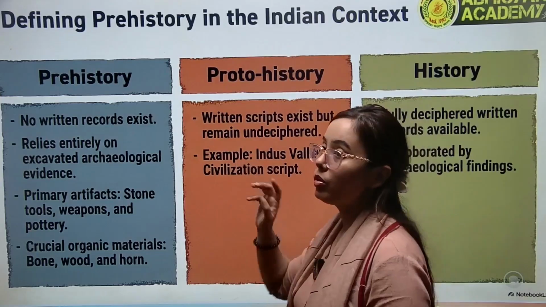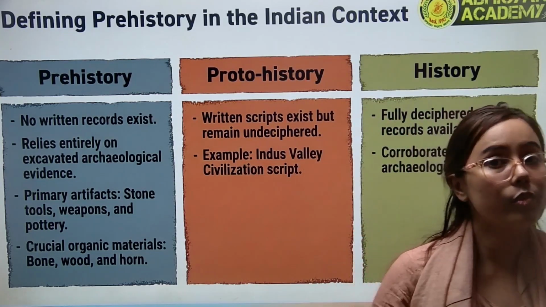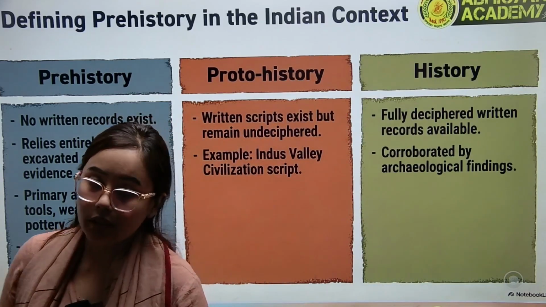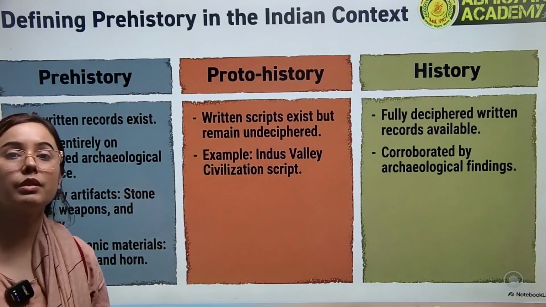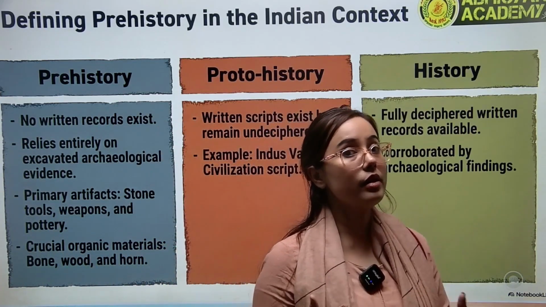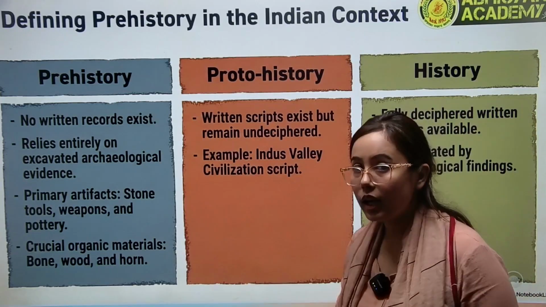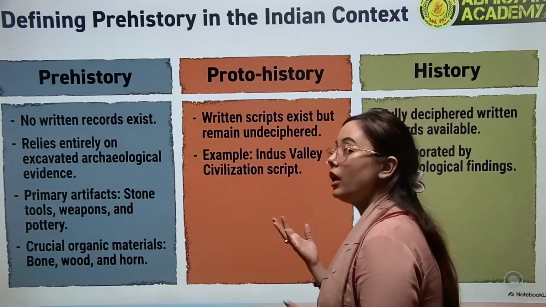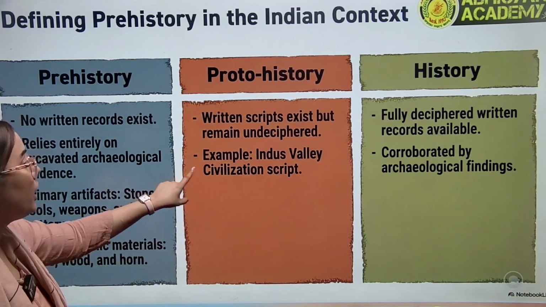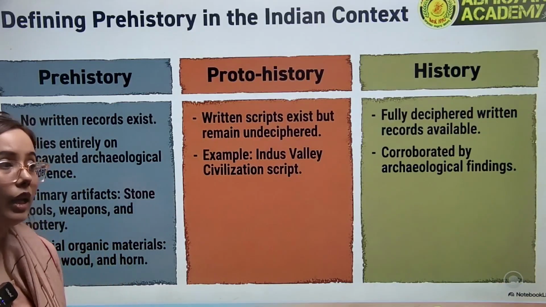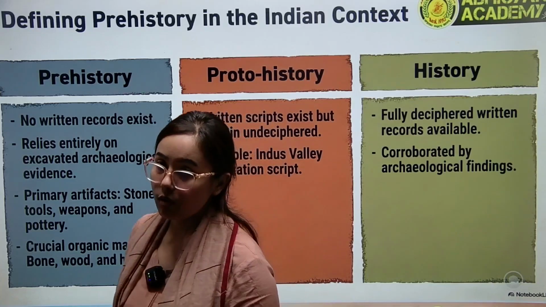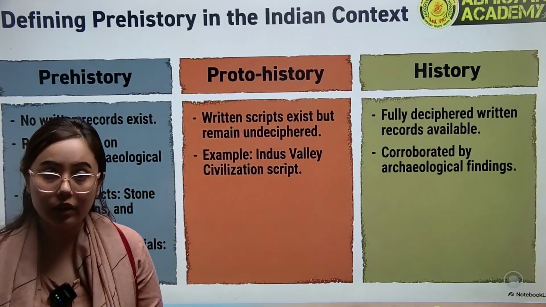Then we have protohistory, where people had some written records. Here we can give the example of the Indus Valley Civilization. It has written records, but we have not decoded them. हमने इन्होंने जो लिखा था वो अभी तक हम लोगों ने डिकोड नहीं किया है, मतलब डिसाइफर नहीं किया है। हमें नहीं समझ आया है कि इन्होंने अपनी स्क्रिप्ट में क्या लिखा है। And the last is history, the proper beginning of history, where written records were also there and we have decoded their records also.